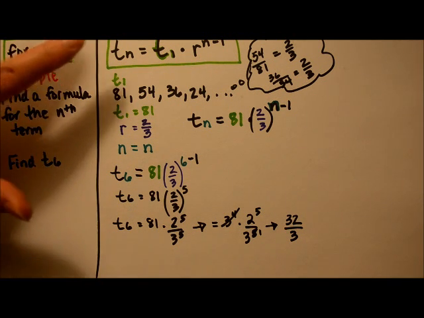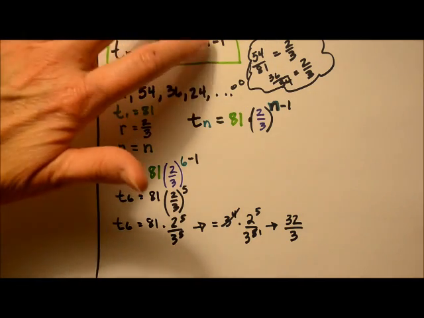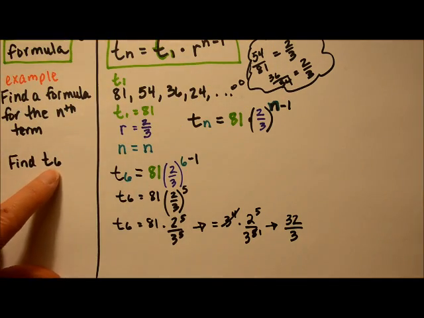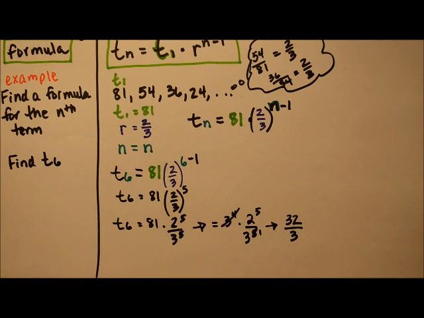So if they ask you for the nth term, that's what you're doing. You're following this formula. Find T1, find R, n is n. If they ask you for a term, remember, n is the 6, just like in the arithmetic sequences. And then you're just going to plug 6 in. And then you have to solve. I showed you a way mathematically to solve it easily so you didn't have to use a calculator.